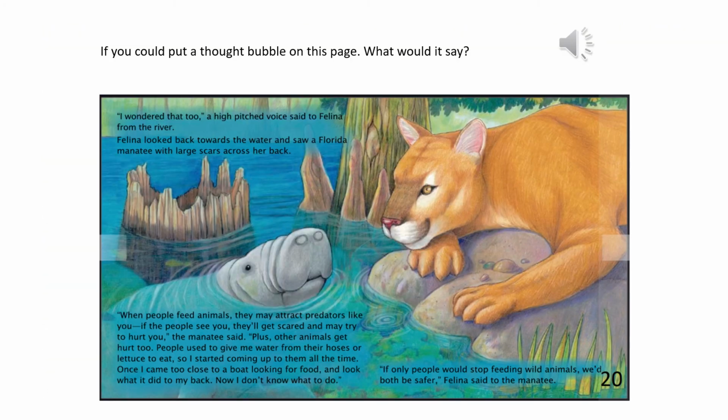Time for you to use the strategy. If you could put a thought bubble on this page over the manatee's head or over Felina's head, what would their thought bubbles say? Remember to think about what's happening in the story. What could they be thinking? What would they say?